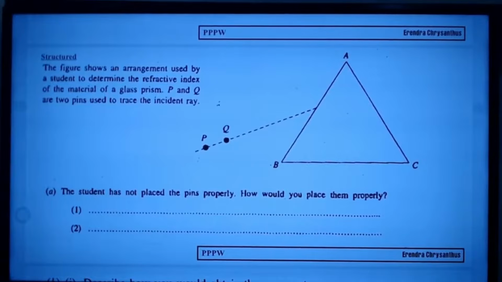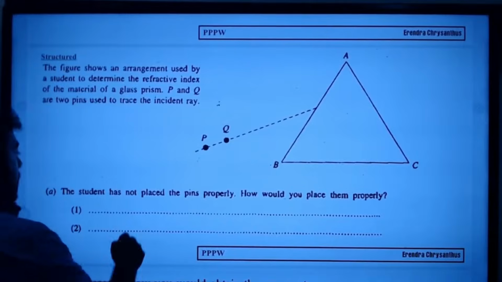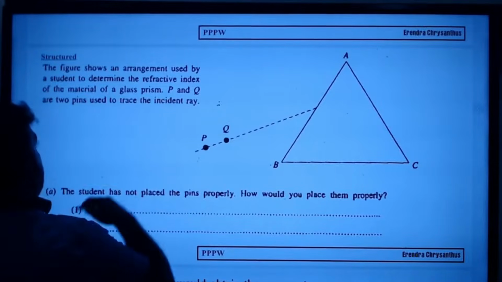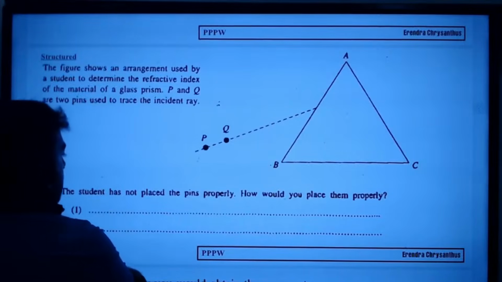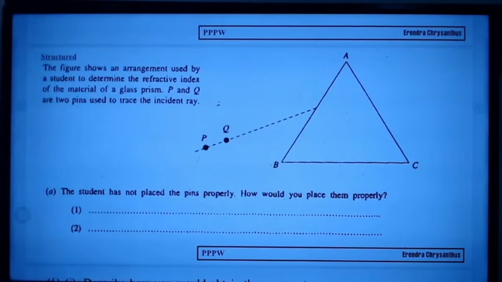The figure shows an arrangement used to find the refractive index. Two pins P and Q are placed. The student has not placed the pins properly. How would you place them properly?